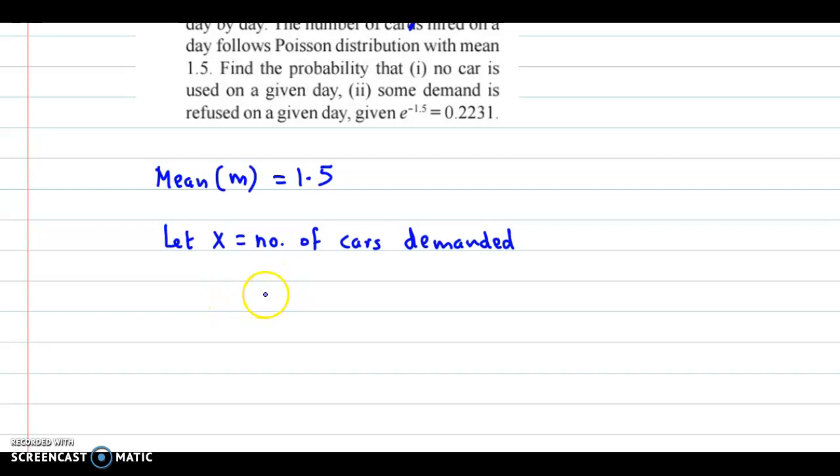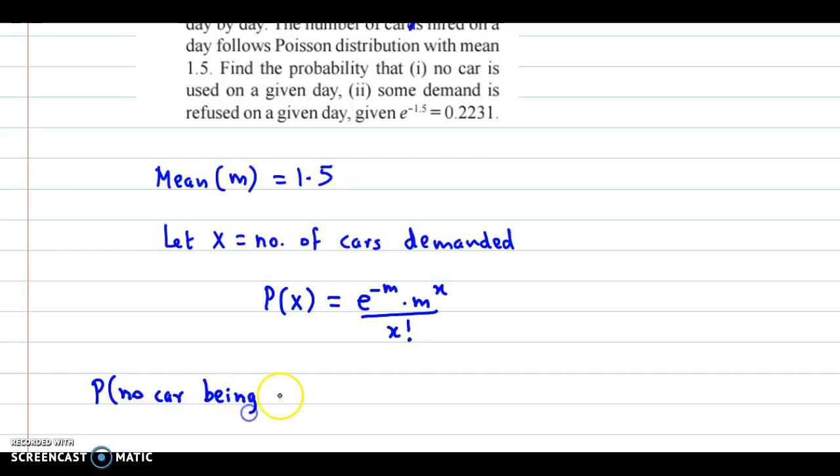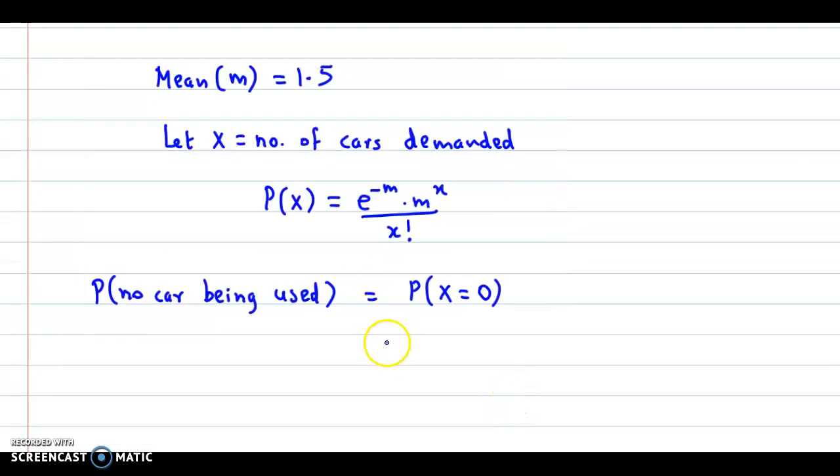Now, in order to find that, we use the formula for P of X for Poisson's distribution. We know that it is equal to e raised to minus m into m raised to x upon x factorial. So the first case is no car is used, right? So probability of no car being used is equal to probability of x equal to 0. So there is no demand for the cars. So let us obtain this value.